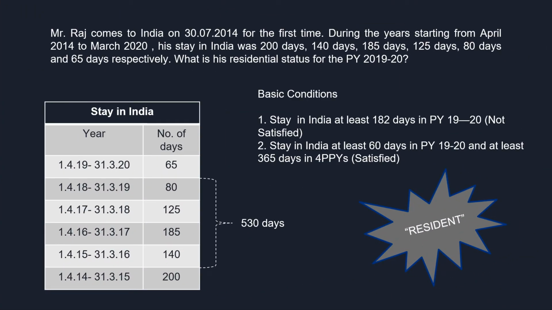Mr. Raj comes to India on 30th July 2014 for the first time. During the years starting from March 2014 to March 2020, his stay in India is also given. We need to find the residential status of Mr. Raj for the previous year 2019 to 2020.